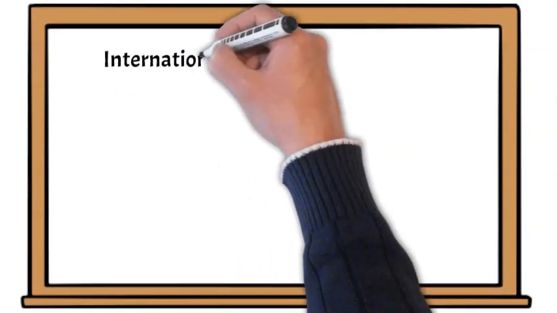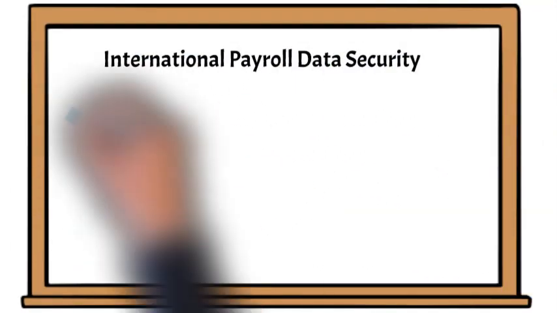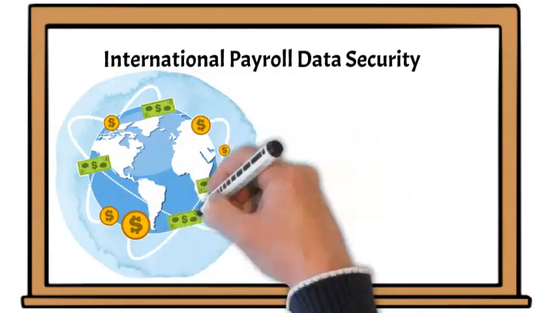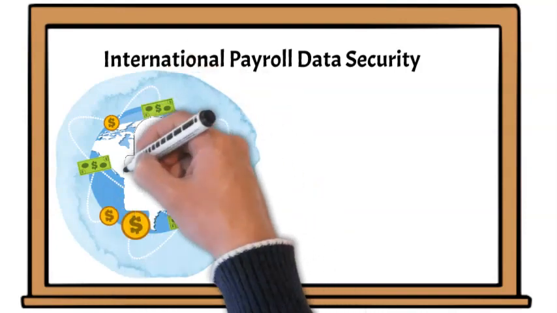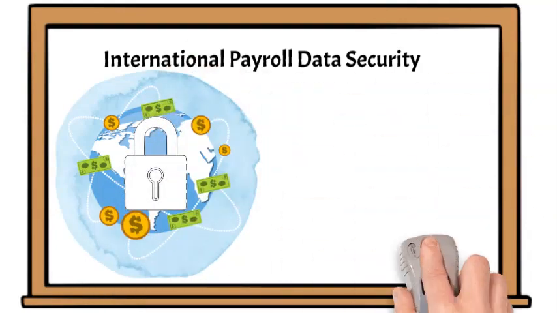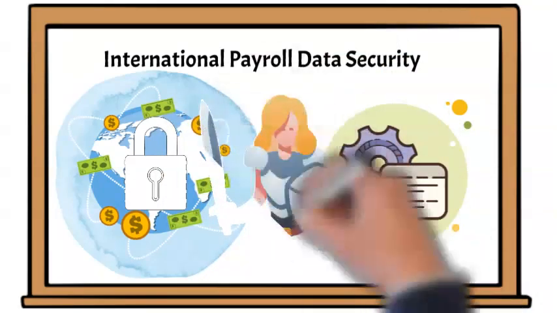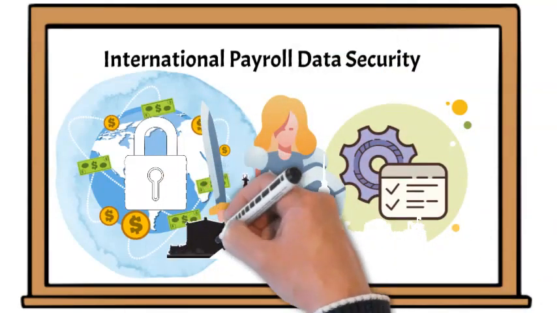Factor 6. Protection of your employees' and organization's information is a top priority. Inquire about the specific data security measures in place for your solution to ensure not only protection of your payroll data, but also to ensure it offers compliant security that aligns with your host country's data privacy laws.